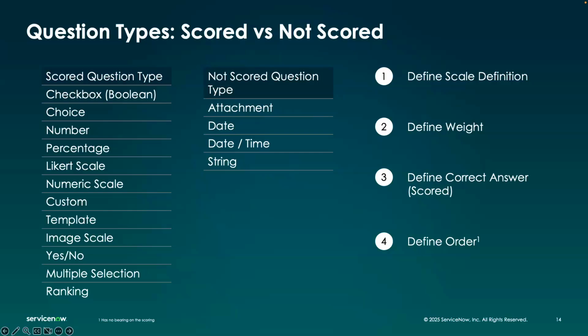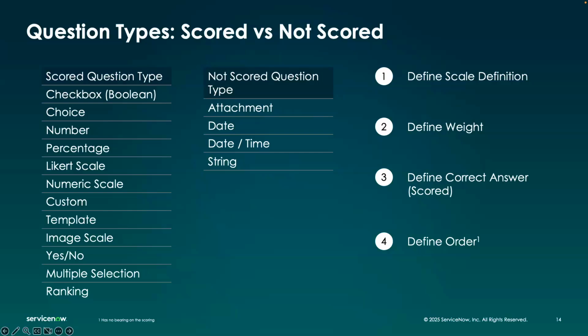Scored question types include checkbox, Boolean, choice, number, percentage, Likert scale, numeric scale, custom, template, image scale, yes or no, multiple selection, ranking. Not scored question types include attachment, date or time, and string.